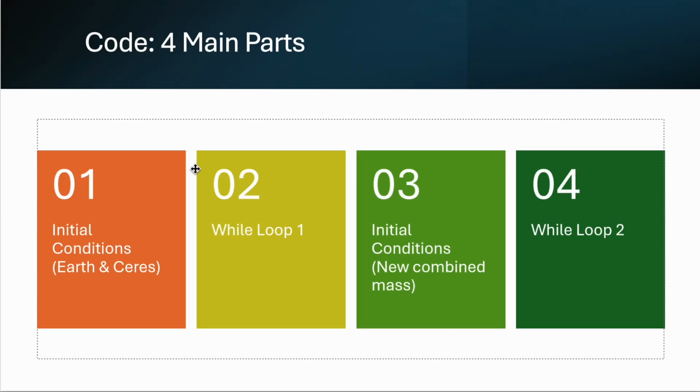So, speaking of code, there are four main parts: the initial conditions of Earth and Ceres, the first while loop, then the initial conditions of the new combined mass, and our second while loop. Because when it collides, we only want to look at that mass, so we need to have two separate while loops.